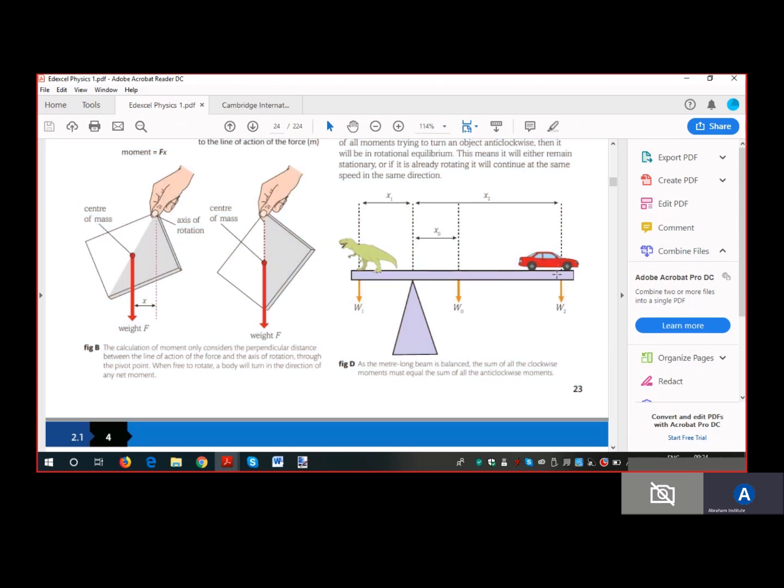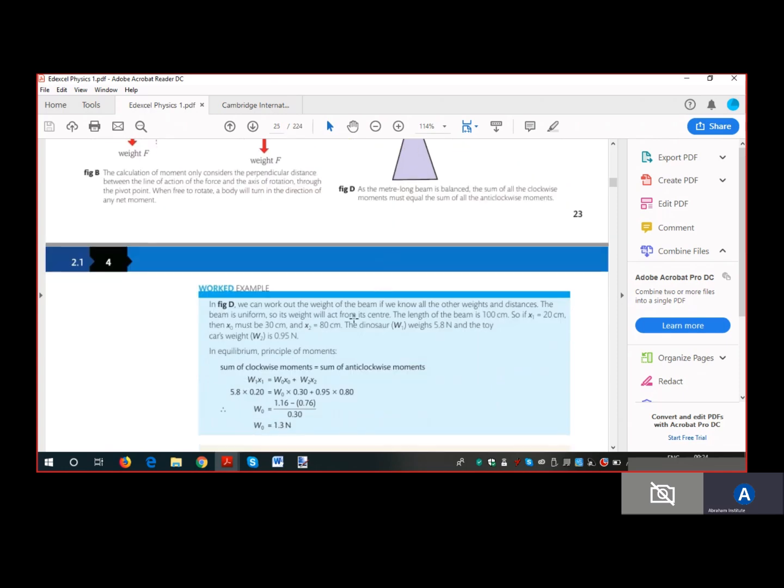The weight force of the car, actually the reaction force of the car on this, will again try to turn it clockwise. This force will try to turn it anti-clockwise. Actually it should be the reaction force. The reaction force will try to turn this anti-clockwise about this point. So these two forces, W0 and W2, will exert a clockwise moment about this point. This force will exert an anti-clockwise moment about this point. According to the principle of moments, the sum of clockwise moments is equal to the sum of anti-clockwise moments. So we'll write that equation.